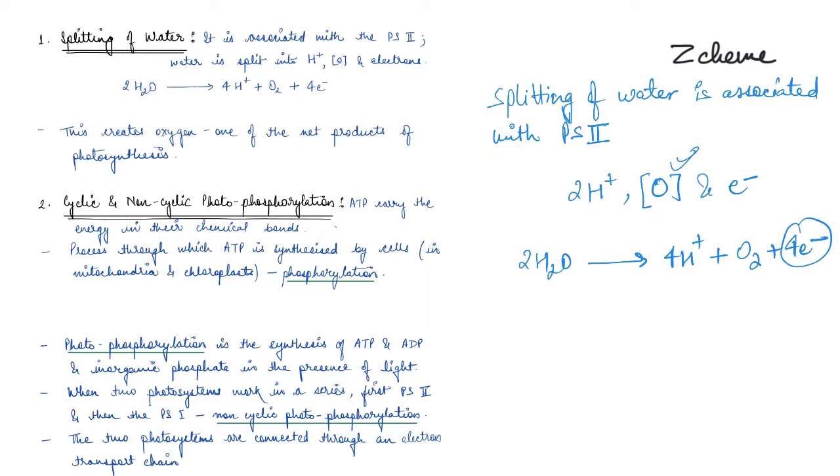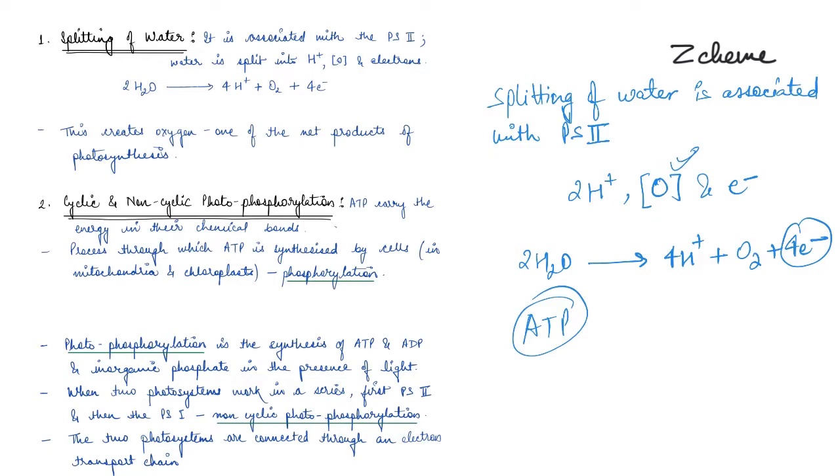Now let's see what cyclic and non-cyclic photophosphorylation are. So what does photophosphorylation mean? Now we know that living organisms have the capability of extracting energy, and this energy is extracted from oxidizable substances and then stored in the form of bond energy. There are special substances like ATP which carry this energy in their chemical bonds, and that is why we say that ATP is nothing but an energy molecule.